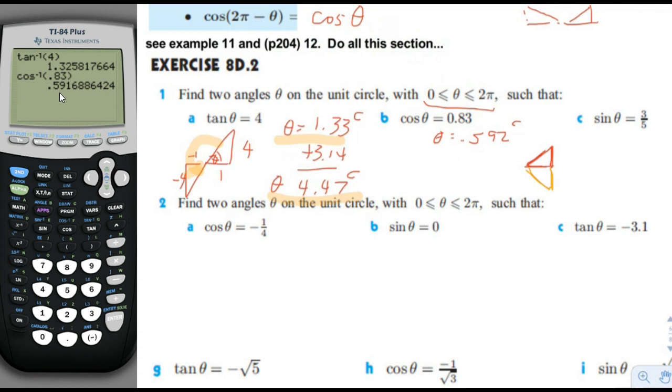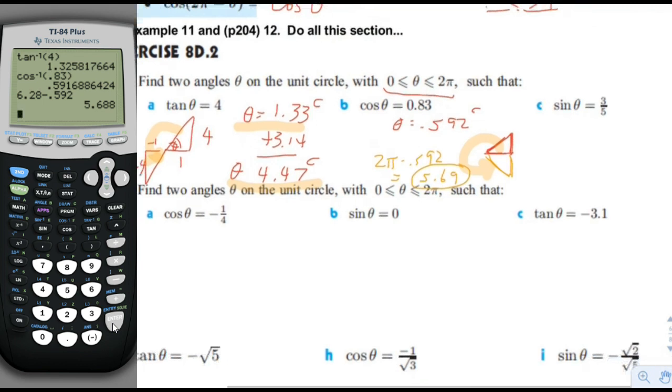So I'm going to take 360 and then subtract, so I'm going to have 2 pi minus 0.592 to get that. So it would be 6.28 minus 0.592. Something like that. 5.69. Okay? So that's the other angle in radians.